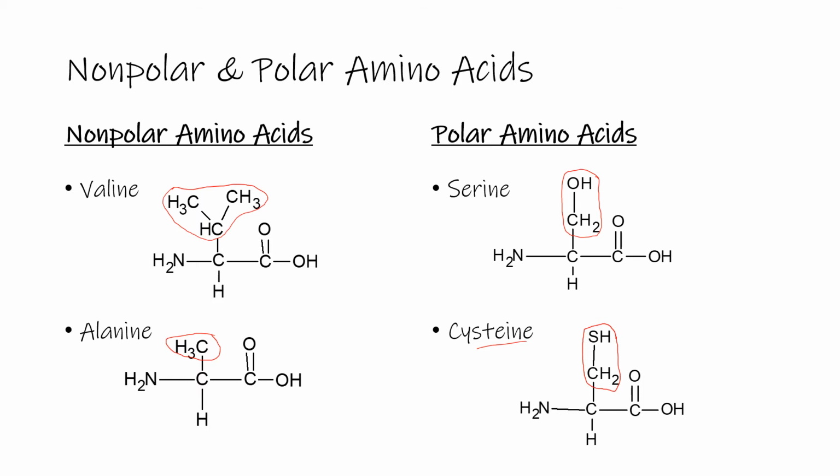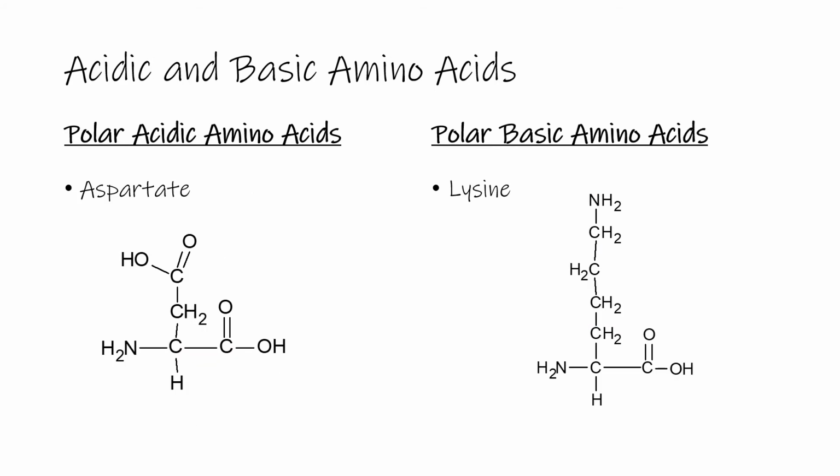The other two groups of amino acids that we have are polar acidic amino acids and then polar basic amino acids. I've given you a couple examples for these, starting with this first one. I'm going to circle the R group, the side chain here, and you can see that it has a carboxylic acid functional group, and so that's our organic acid. That's why it is classified as an acidic amino acid, and that functional group is very polar, which is why it's a polar acidic amino acid.